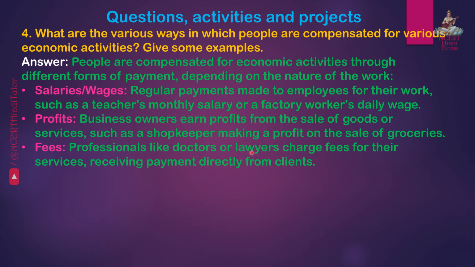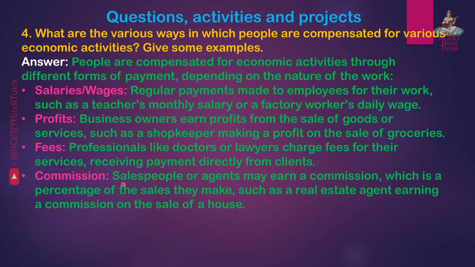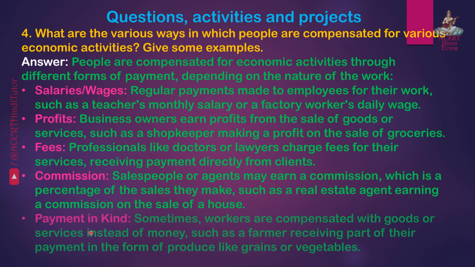Professionals like doctors or lawyers charge fees for their services, receiving payment directly from clients. Next, commission. Salespeople or agents may earn a commission, which is a percentage of the sales they make, such as a real estate agent earning a commission on the sale of a house. Next, payment in kind. Sometimes workers are compensated with goods or services instead of money, such as a farmer receiving part of their payment in the form of produce like grains or vegetables.